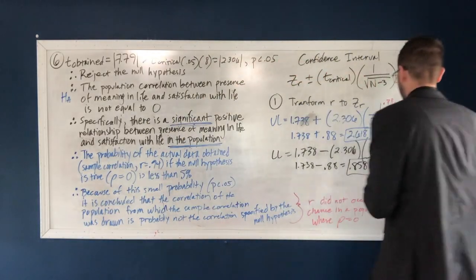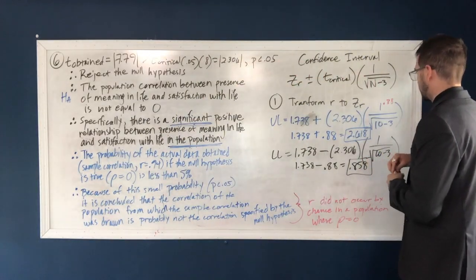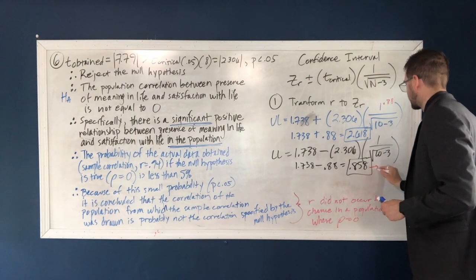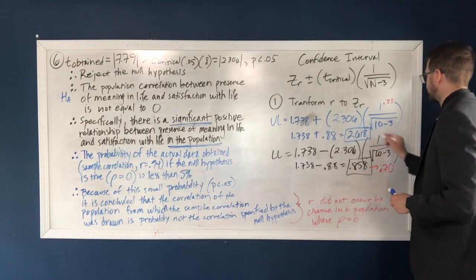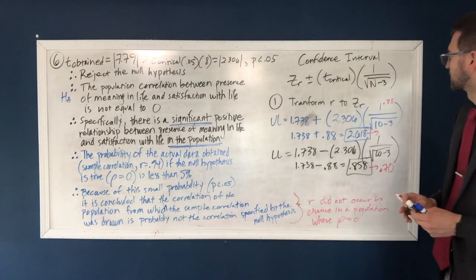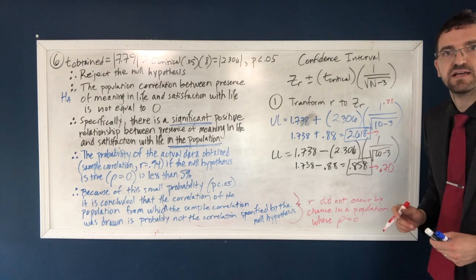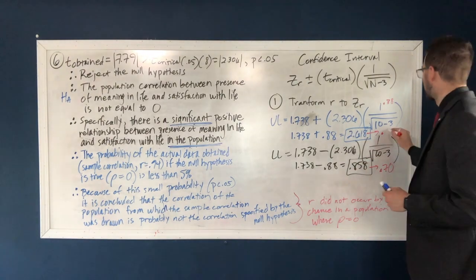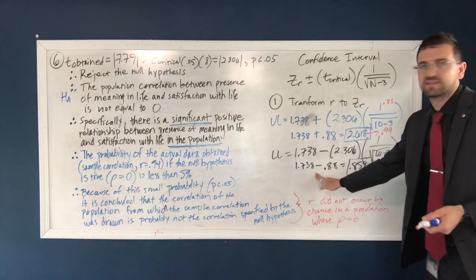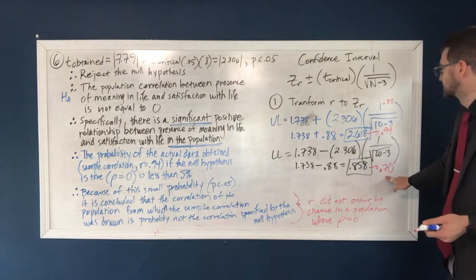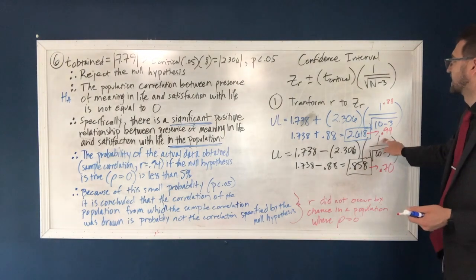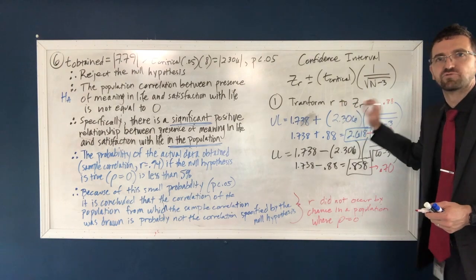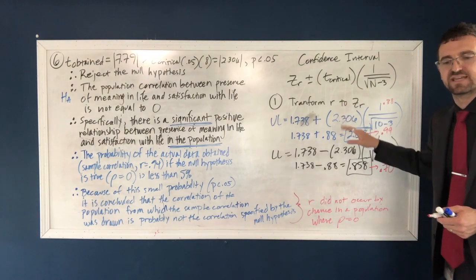So when we transform 0.858, which is ZR, back to R, we get 0.70. When we transform our ZR of 2.618 back to R, we get 0.99. So the lower limit of our confidence interval is an R of 0.7, and our upper limit is an R of 0.99. Let me go ahead and erase this, and then I'm going to write the interpretation.